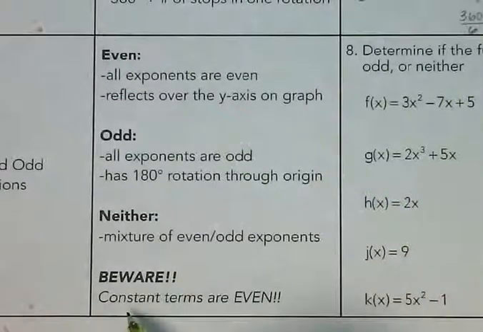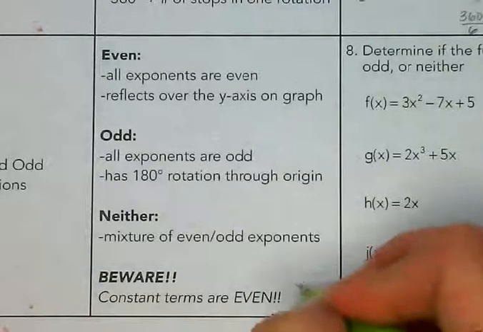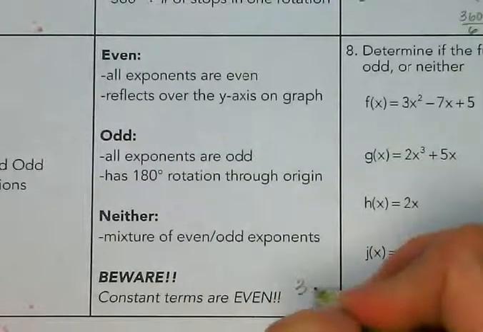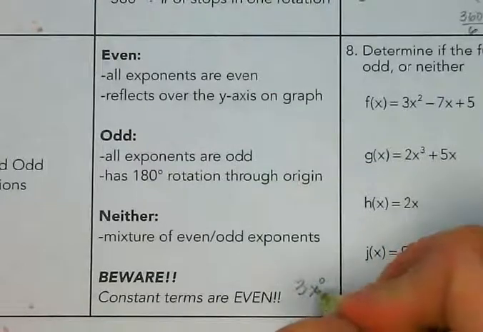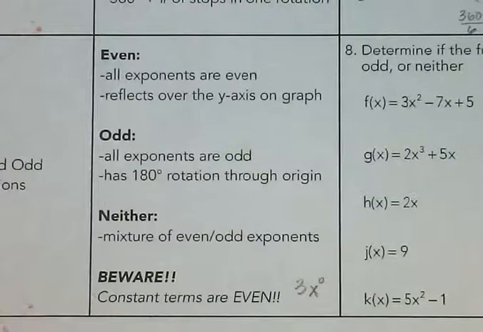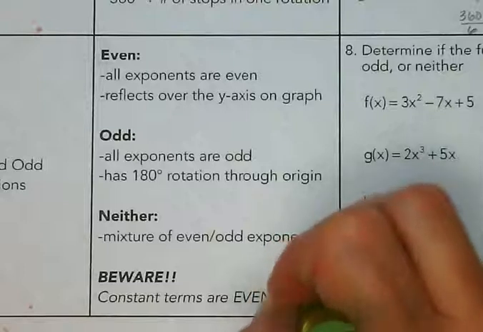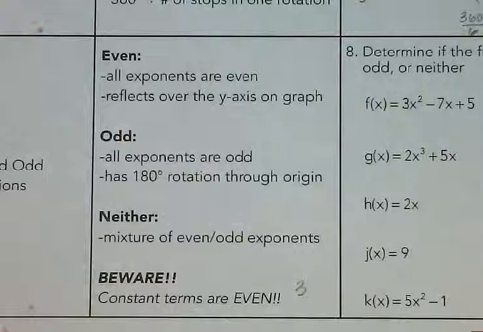But the beware was that the constant terms are even. So remember, the constant terms are the ones without the variable on it. So like, for example, 3 is a constant term. And the reason why there's not a variable on it is because it would be x to the 0. And anything to the 0 power is the same as 1. So when we write 3x to the 0, that x to the 0 would be 1, which means that we wouldn't really need it at all, which is why we have a 3. And that's the constant term because there's no variable on it.